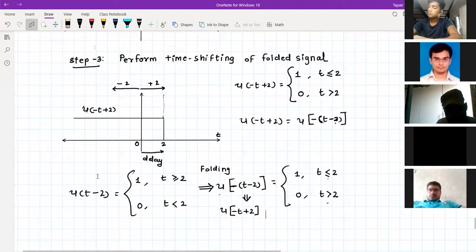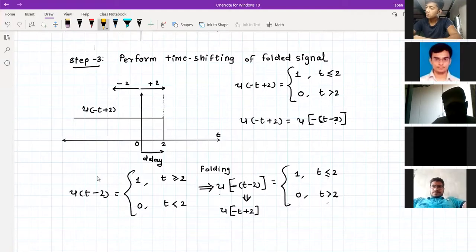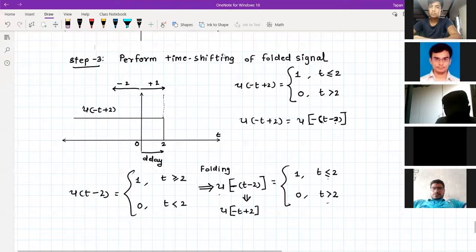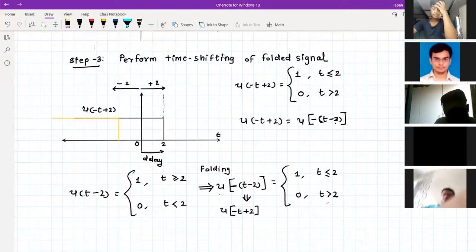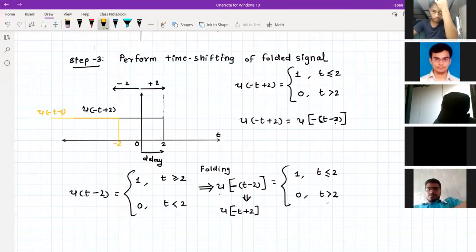So now if somebody asks you how will you draw u of minus t minus 2, how will you draw u of minus t minus 2? So then u of minus t minus 2 will start at minus 2. Okay, fine.